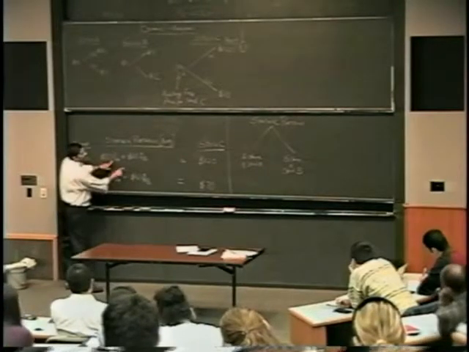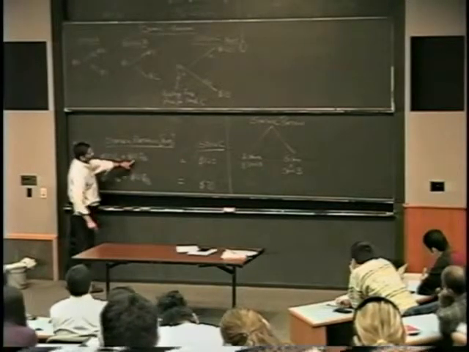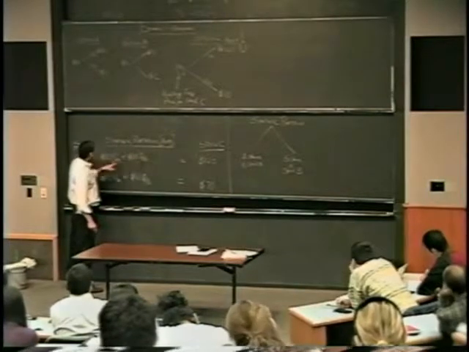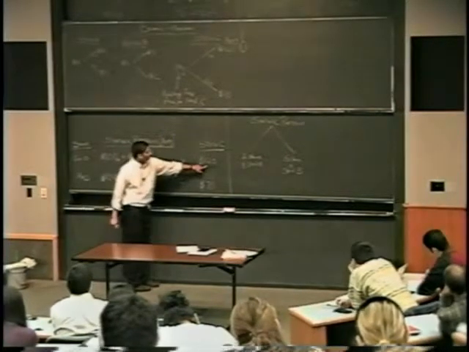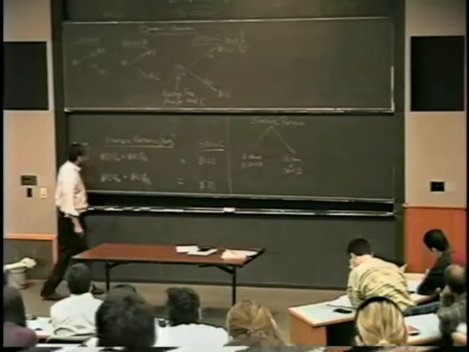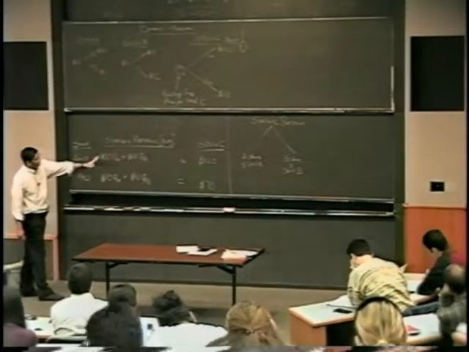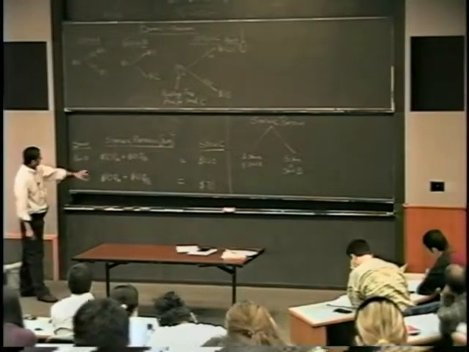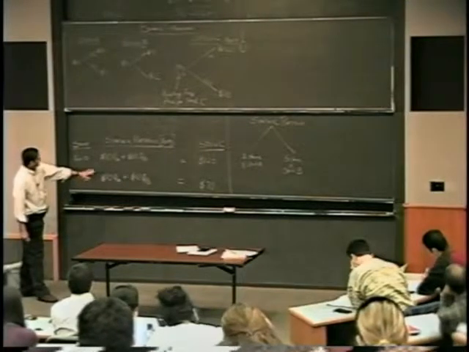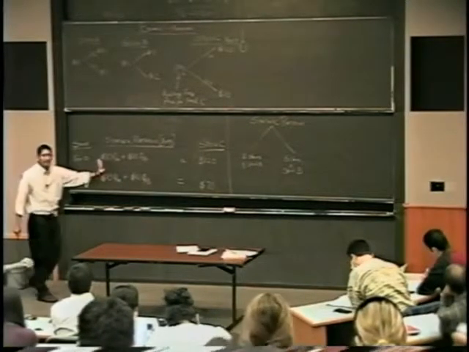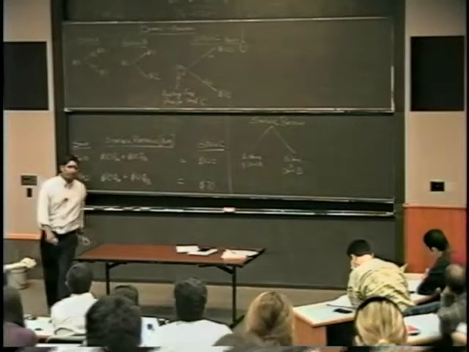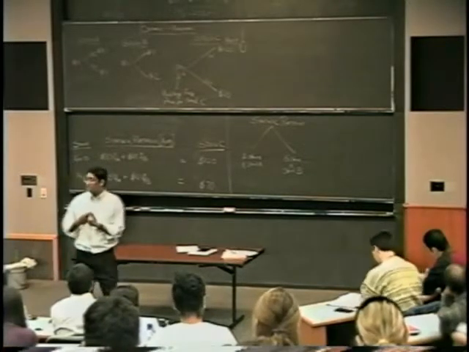For instance, 30 times 1 is 30, plus 18 times 5 is 90, 90 plus 30 is 120. So you have replicated the payoff on stock C by picking 1 share of A and 5 shares of B. 10 times 1 is 10, plus 12 times 5 is 60, 60 plus 10 is 70. You have replicated the payoff on stock C in the bad state of the world.